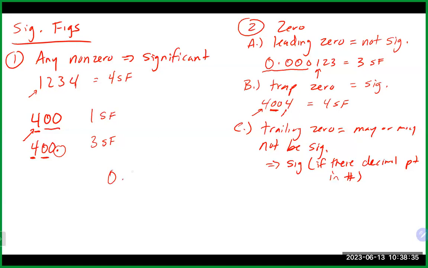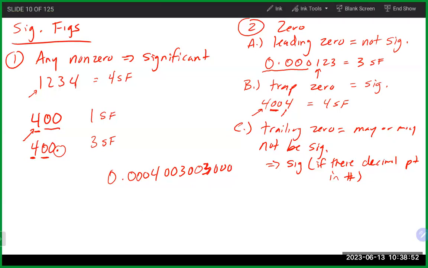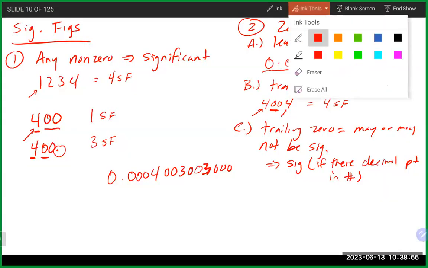If I have 0.0004003003000, how many significant figures does this have? If this was a measurement, I have no idea. I'm just writing numbers, but let's see if we can figure it out here together. So we're going to blank the screen and then we're going to come back.